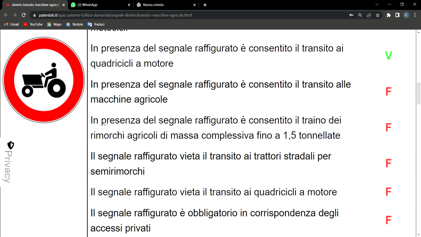And at number two again, the reason why this one is false. Let us read the question. It says "In presenza del segnale raffigurato è consentito il transito di rimorchio agricolo con massa complessiva fino a 1,5 tonnellate." He's saying that on a road with this very sign, it permits the towing of agricultural vehicles.